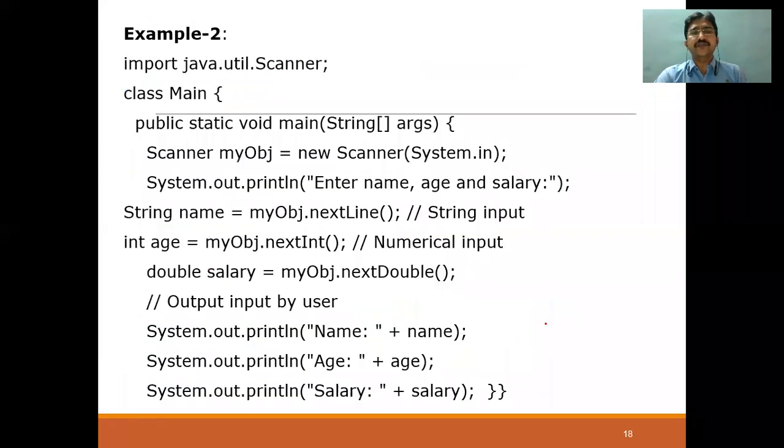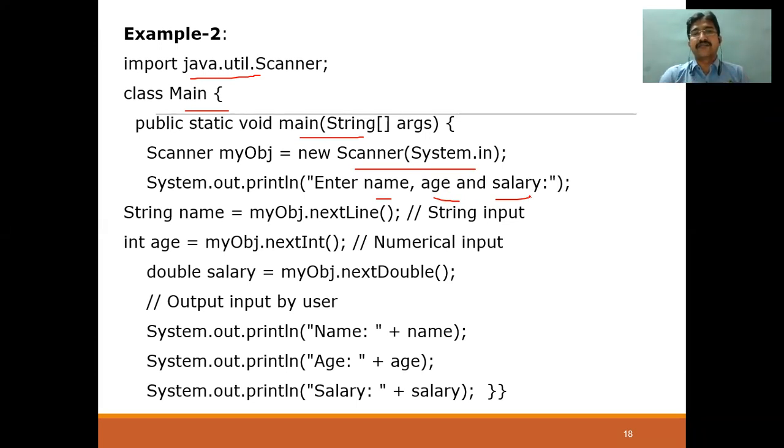This is one program. Let me discuss another program. For the same program, I'm importing the java.util package, creating a class Main and calling a main method. And I'm reading the input from the standard input, that is the keyboard. Now here I'm reading the name, age, and salary. All three we are going to read. In the previous example, we read only one input. Now we are reading three inputs of different types. Name is a string, age is an integer, salary is a double.